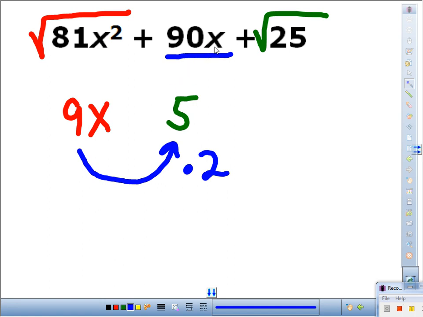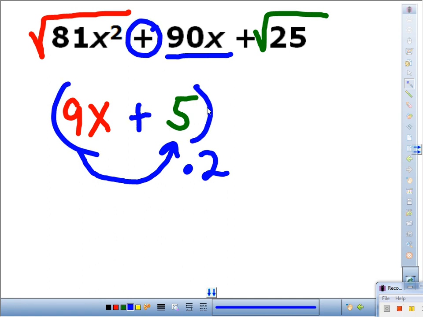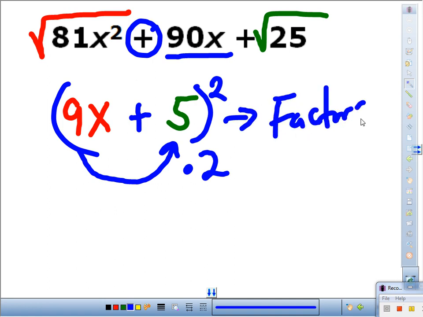Does it give me that? Yes, so that means this is a perfect square trinomial, which means I can just use this sign at the end and write it to the second power, and these are my factors. Copy that, please.